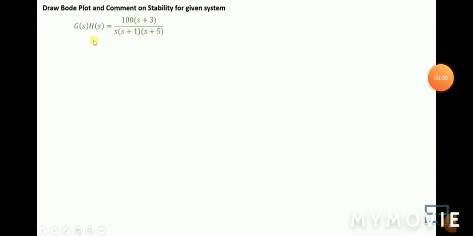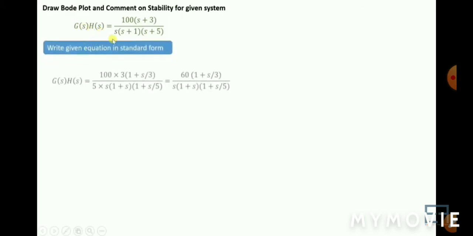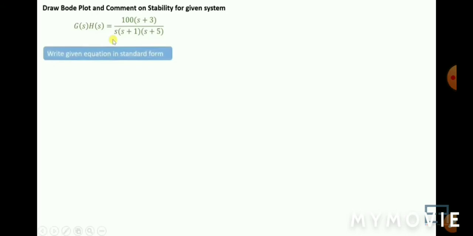Dear students, today we will solve another problem of Bode plot. Here we are going to comment on stability for the given system. The given system is 100(s+3) divided by s(s+1)(s+5).